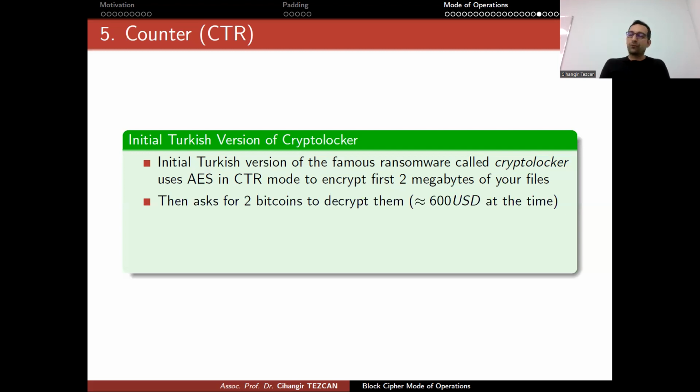10% of the time, they ask for Monero. At the time when this first happened, they asked for 2 Bitcoins, and at that time, it cost like $600. But today, I think it is more than 40,000. So instead of asking for 2 Bitcoins, they asked like 0.3 Bitcoins or something. It depends on the current value.